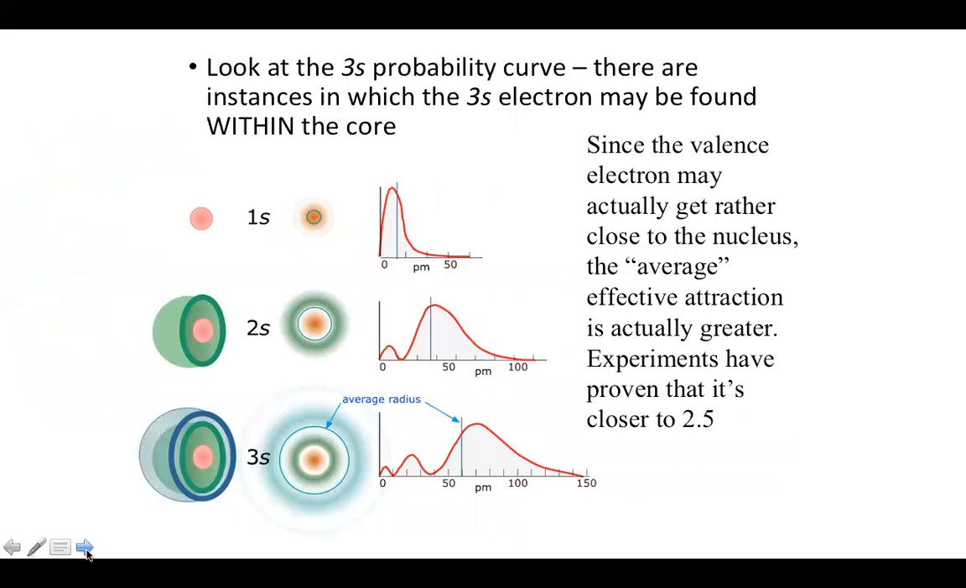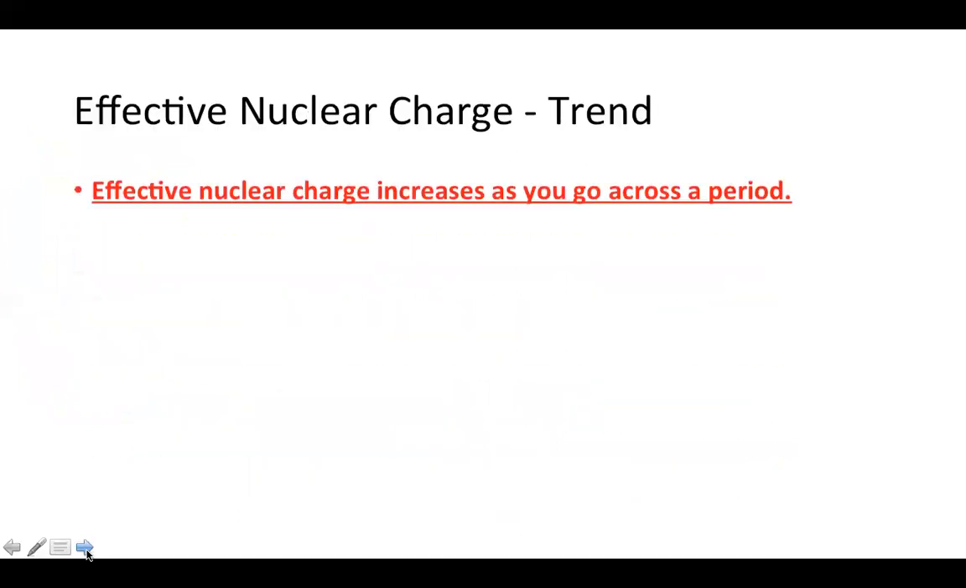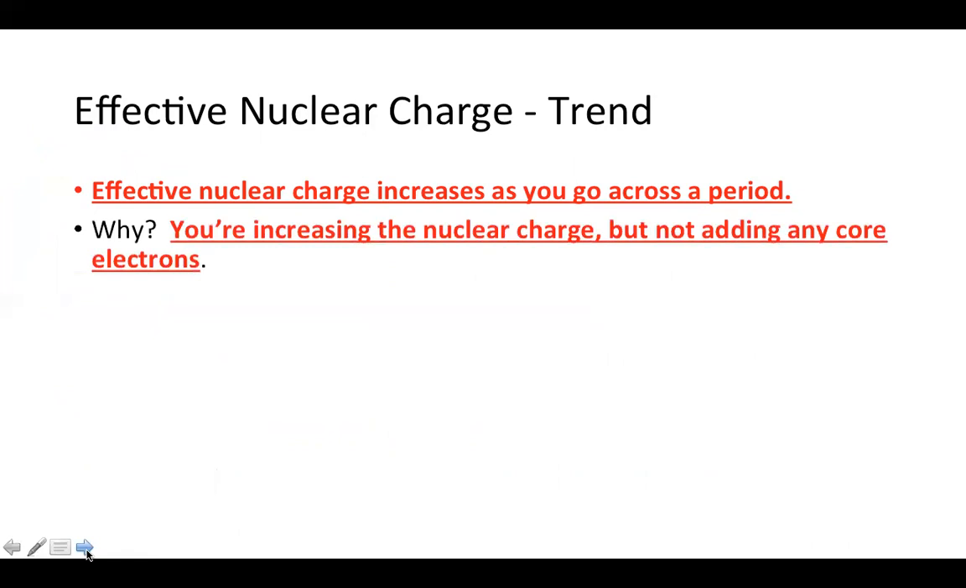The trend for effective nuclear charge across the period is that it increases. So it increases across the period. And the reason is that you're adding in more protons as we move from left to right without adding in any more core electrons.